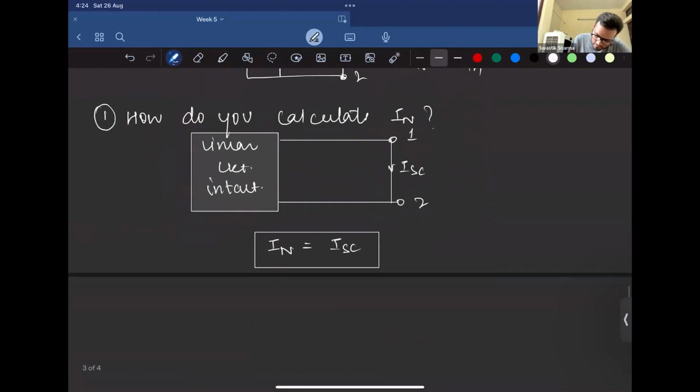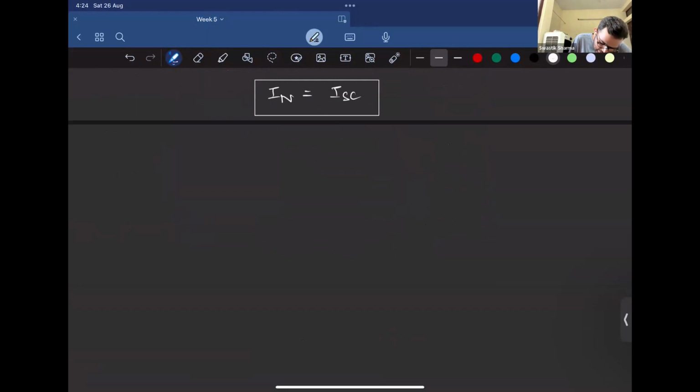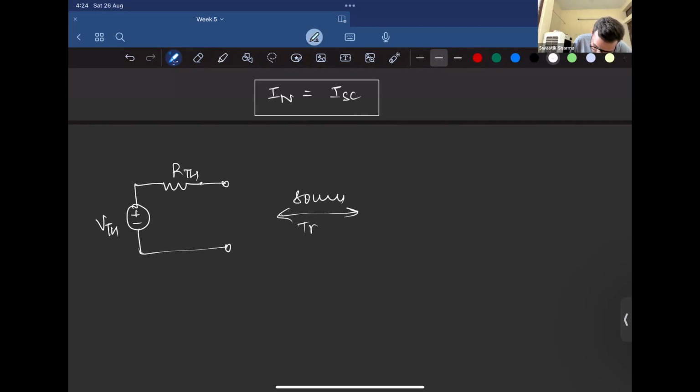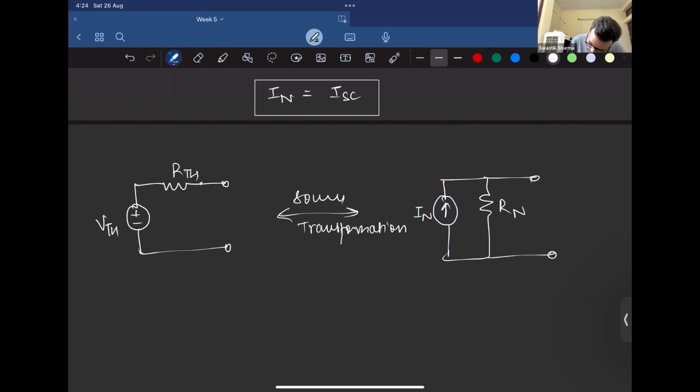One more important fact, since I told you that it's source transformation, right? If I represent a Thevenin circuit as this, VTH, RTH, doing source transformation or Thevenin-Norton transformation, I'll get this circuit, right? And RN is equal to the Thevenin resistance.